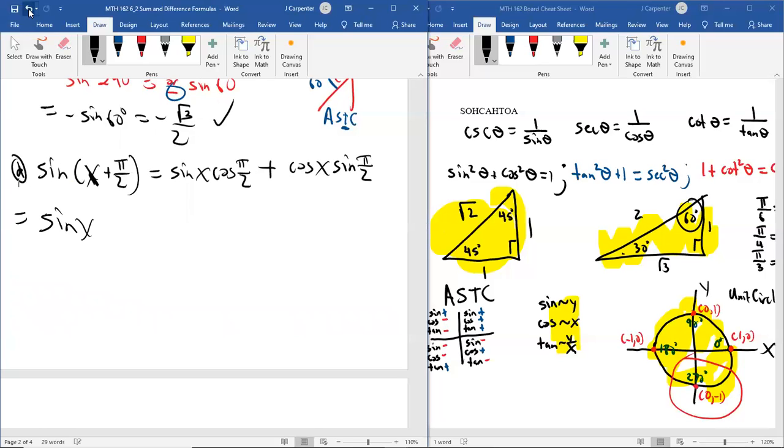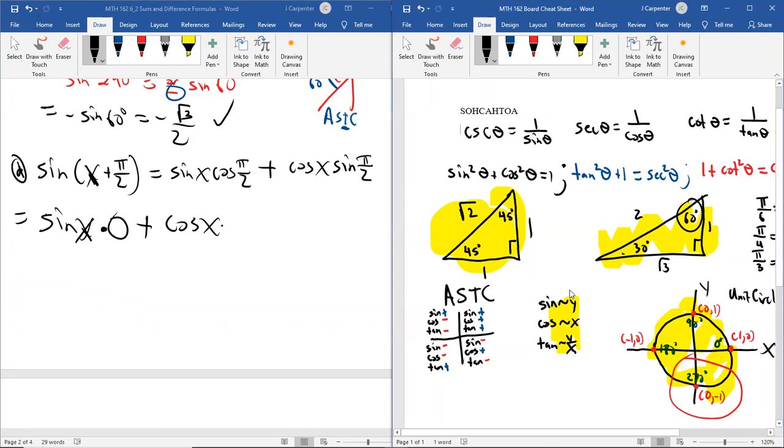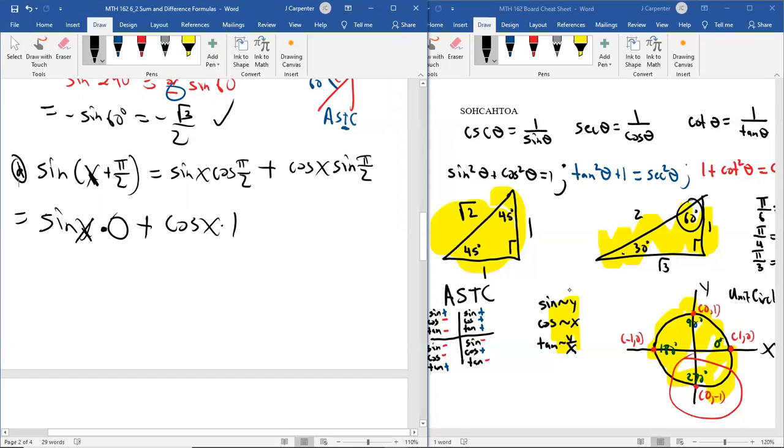So this will be sine of x times something. Well, cosine of pi over 2, so we're going to 90 degrees, which is right here. Cosine takes the x-coordinate, which is 0, so that's times 0, which means that's going to go away. Plus the cosine of x times the sine of 90 degrees. Sine of 90 degrees still uses the point (0, 1), but sine takes the y-coordinate, the y-coordinate being the 1. So times 1. This goes away because anything times 0 is 0, so you just get the cosine of x, because that's cosine of x times 1.